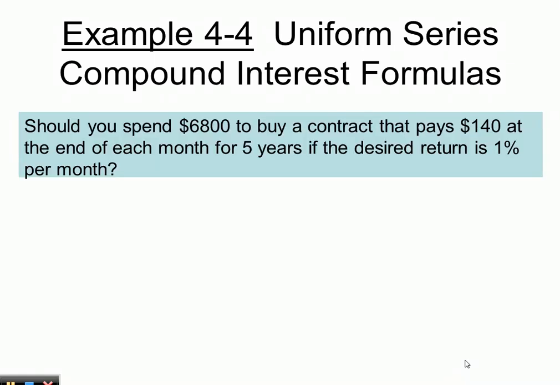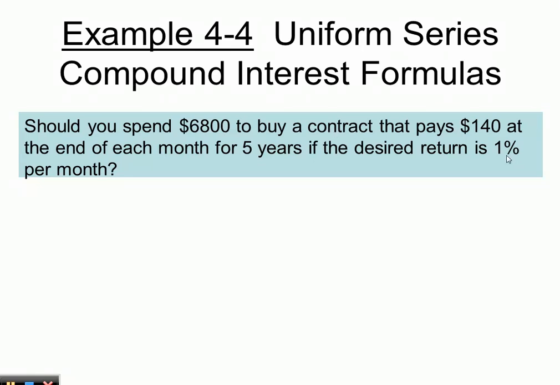Should you spend $6,800 to buy a contract that pays $140 at the end of each month for 5 years if the desired return is 1% per month? So again, look, here the return is 1% per month. That's a monthly interest rate. This has each month for 5 years. So there are 12 months in each year. So 5 multiplied by 12, we're going to have 60 as our N.